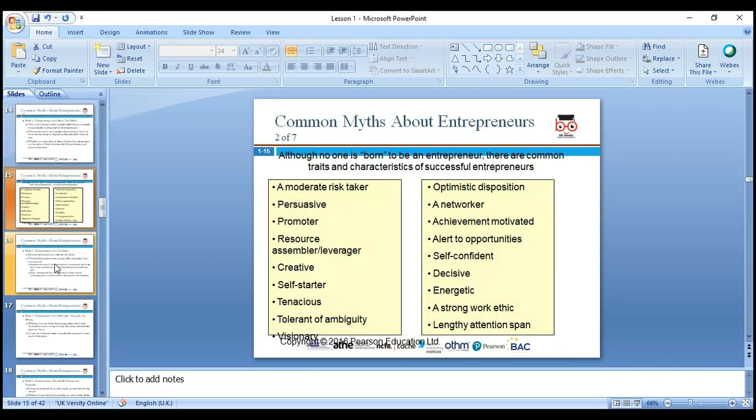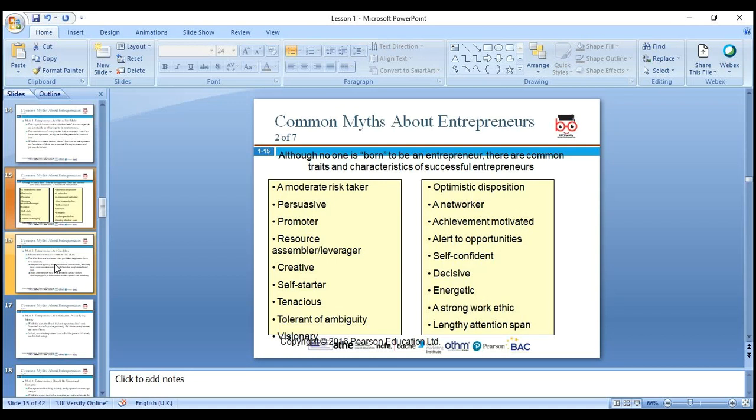So what are the common traits? Although no one is born to be an entrepreneur, there are common traits and characteristics. Those are the common qualities needed to be a successful entrepreneur. So if you want to be a successful business person: moderate risk taker, persuasive, promoter, resource assembler, creative, self-starter. All these characteristics need to be within the individual to become successful.